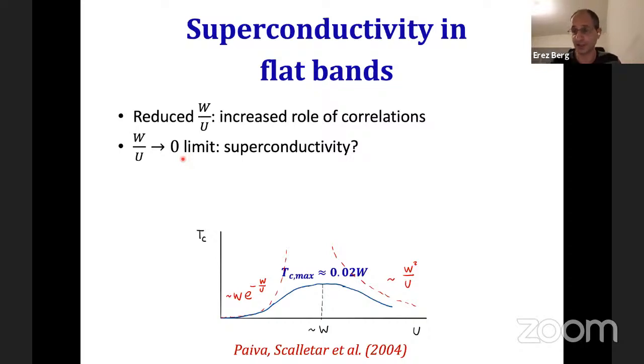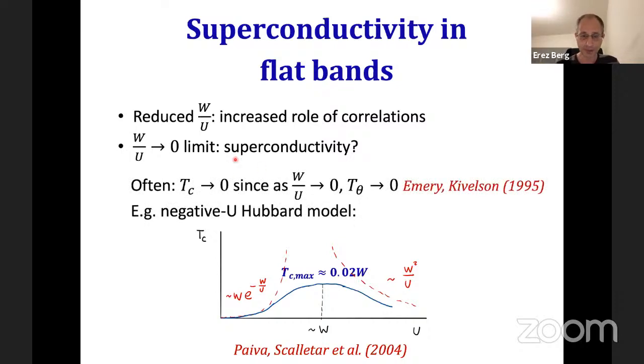For the sake of this discussion, I'm going to think about attractive interaction. So think of the magnitude of U as fixed, and its sign is always negative. Think about phonons or something. Can you get superconductivity in this kind of extremely correlated limit?